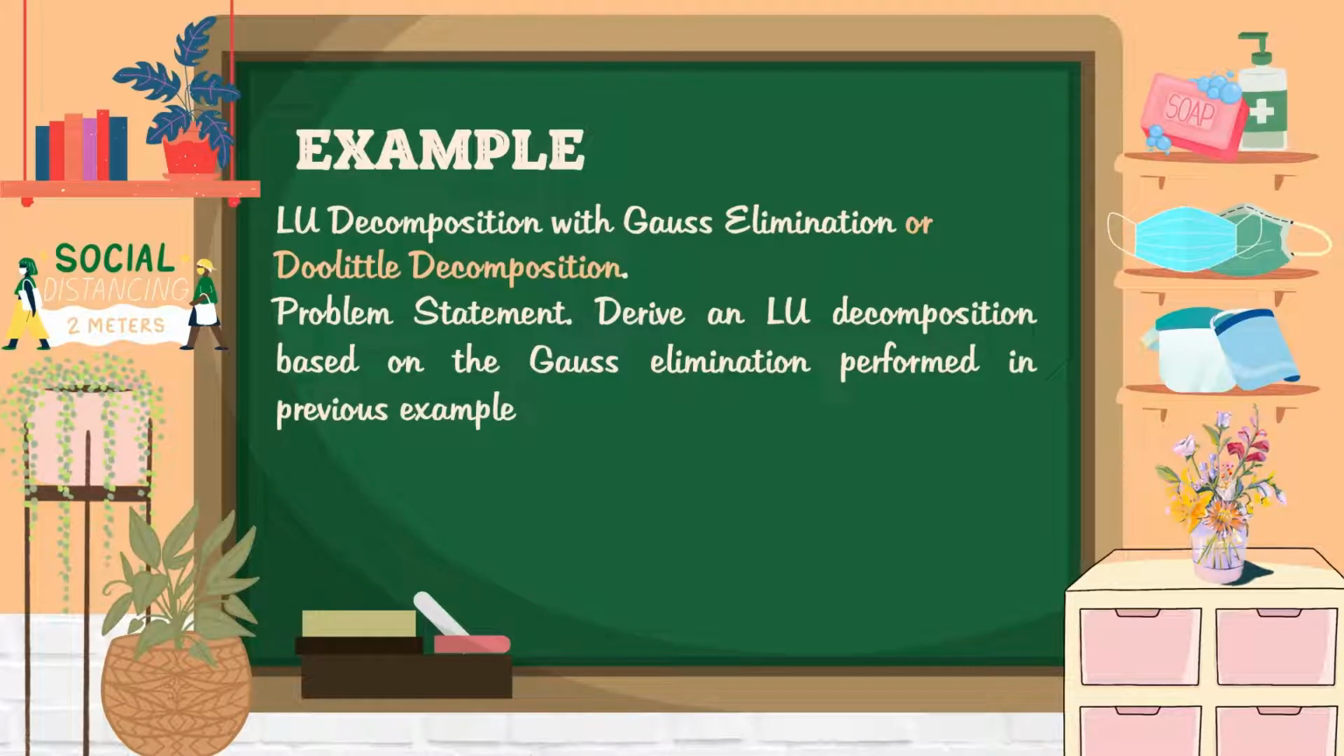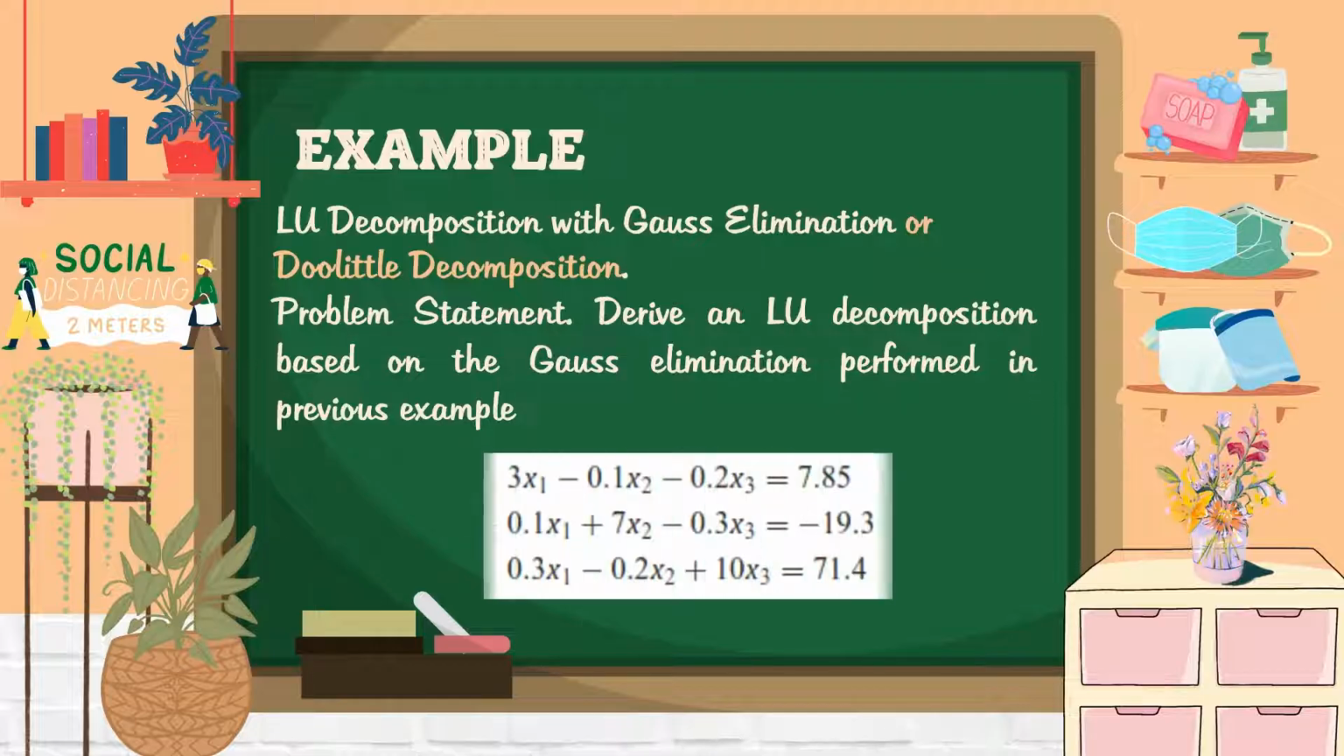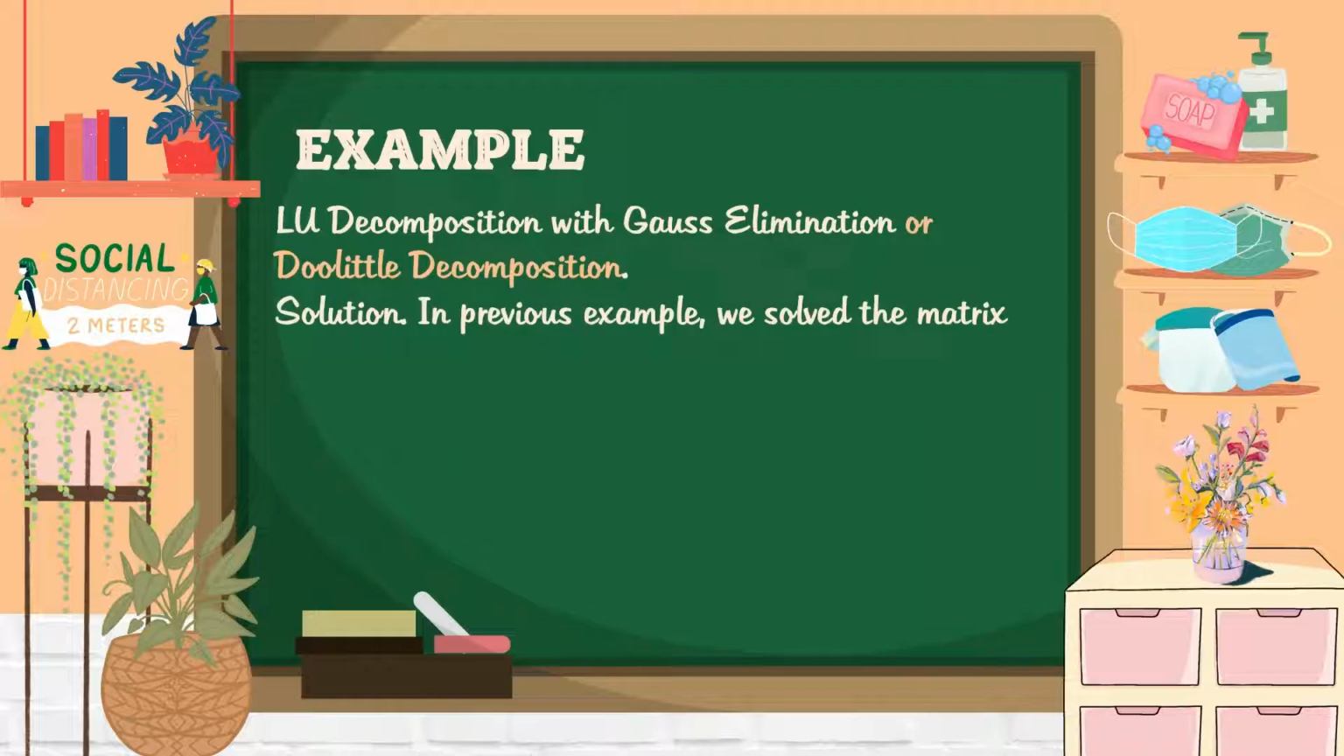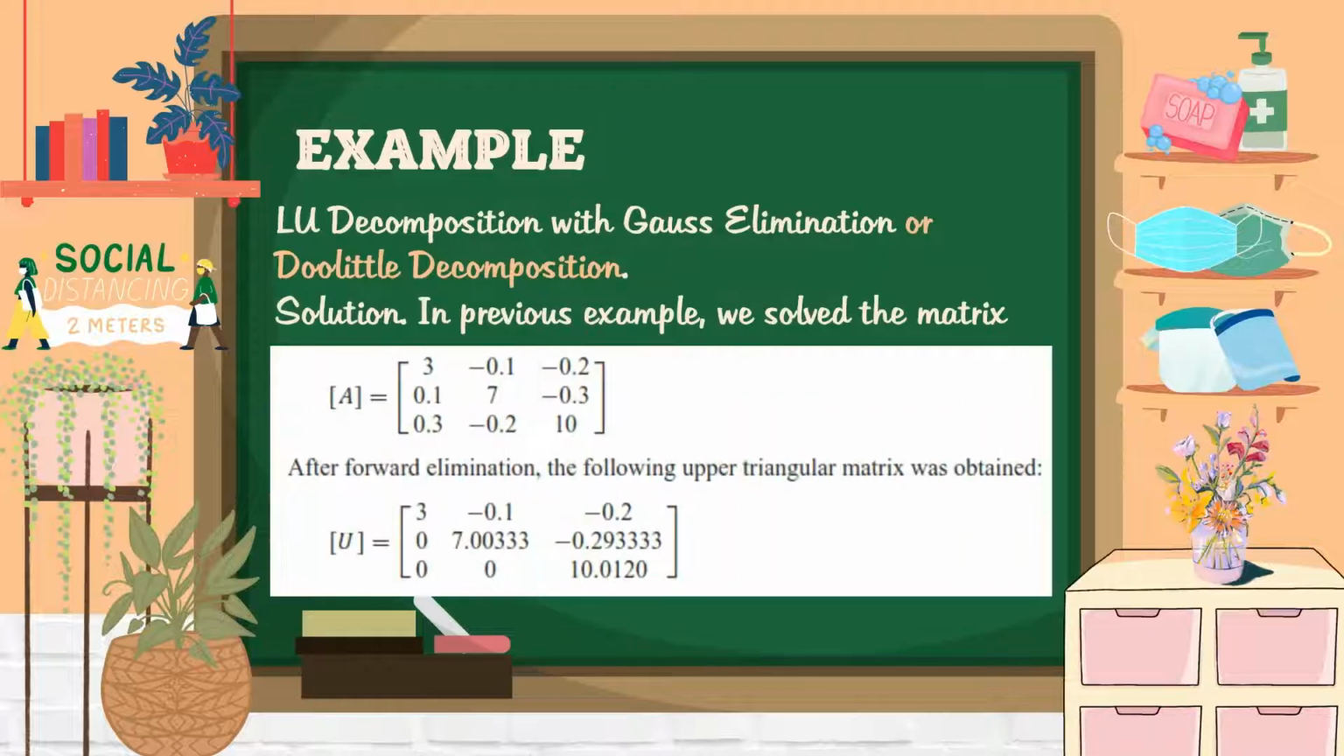For example, the problem statement: derive an LU decomposition based on the Gauss elimination performed in the previous example. We're going to use the same example as we applied in our Gauss elimination. For the solution, in the previous example, we solved the matrix. So we have here the coefficient matrix. After the forward elimination, the following upper triangular was obtained. You will notice this is what we calculated during our naive Gauss elimination.